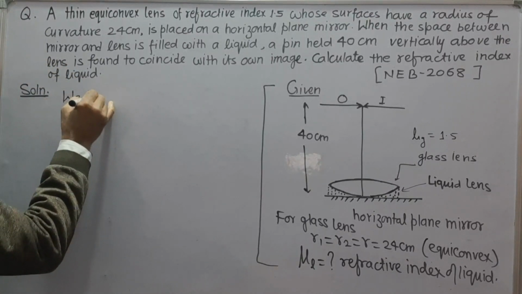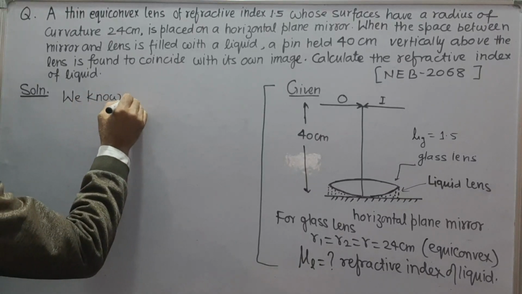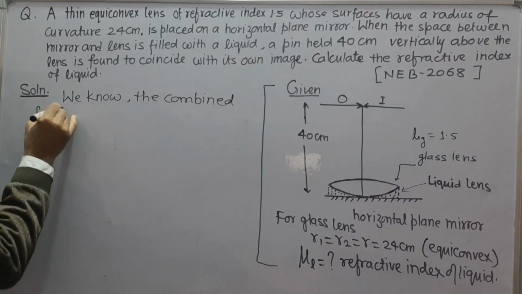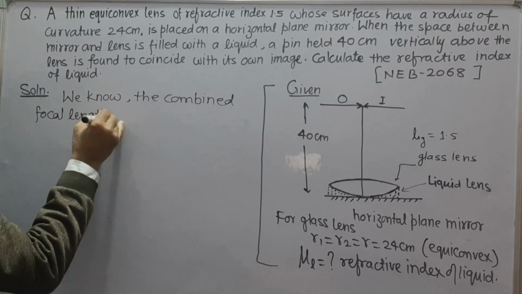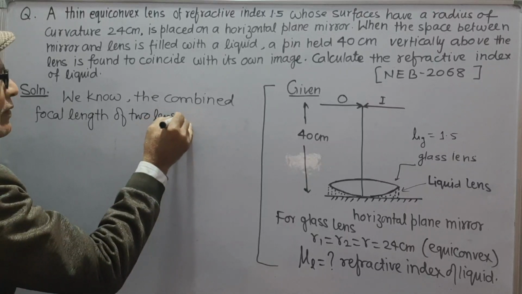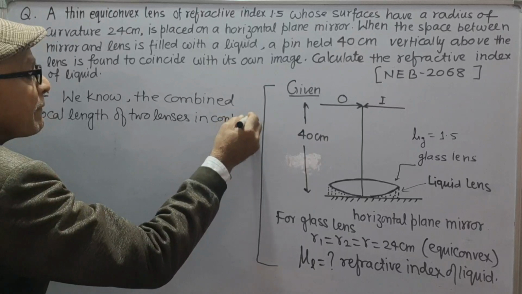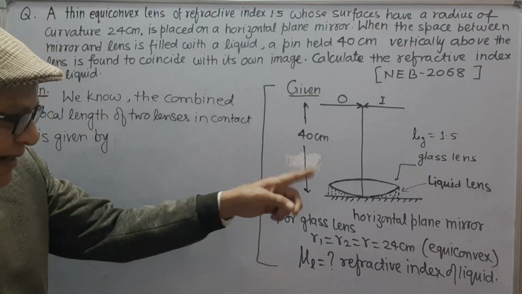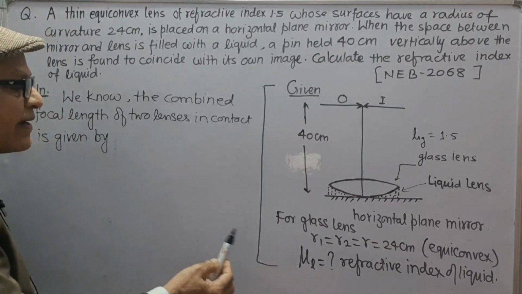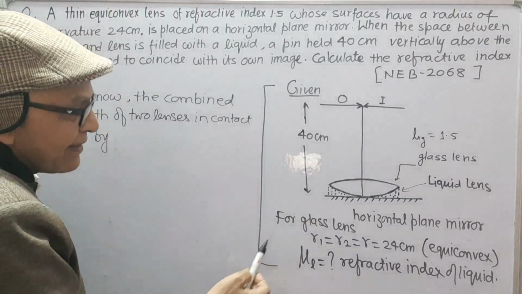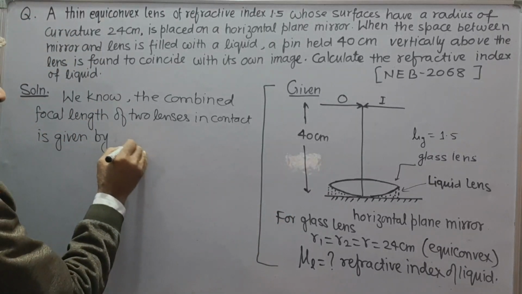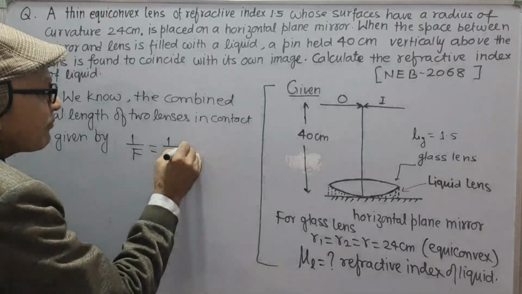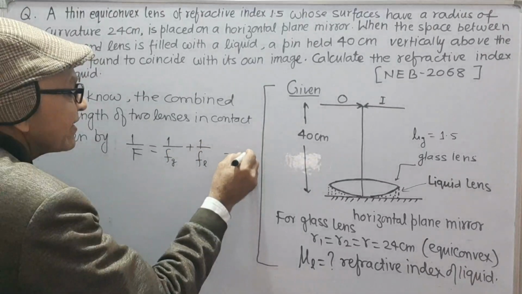we know the combined focal length of two lenses in contact is given by: if capital F is the combined focal length, small fg is the focal length of glass lens and small fl is the focal length of liquid lens, then it will be given by 1 upon capital F is equal to 1 upon F of glass plus 1 upon F of liquid. Suppose this is equation 1.